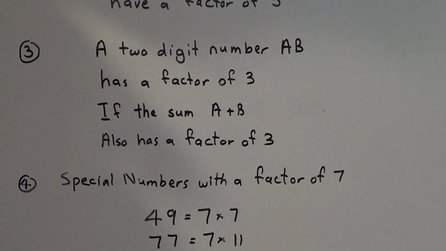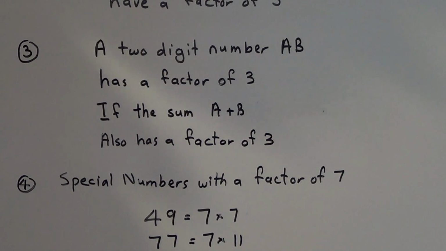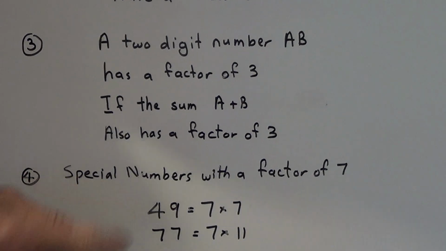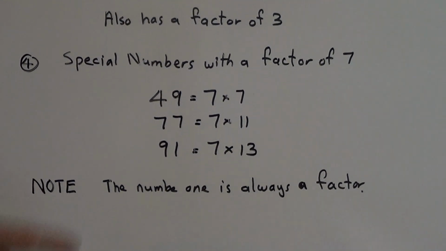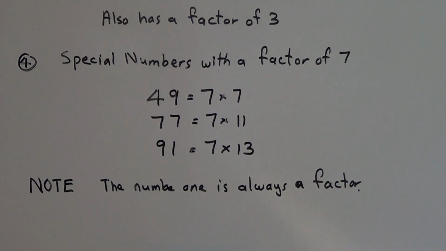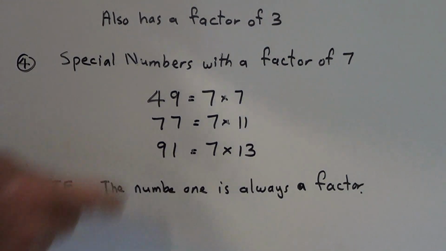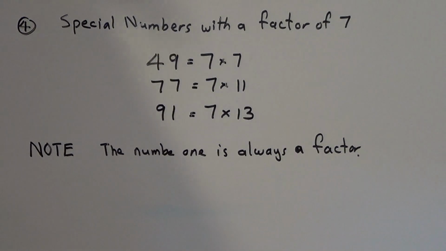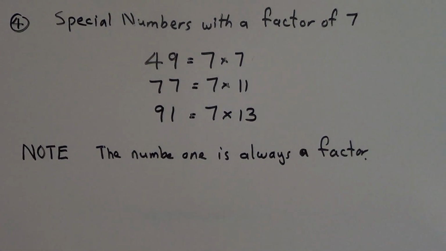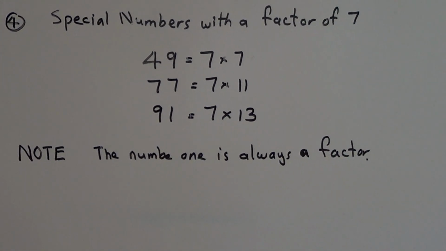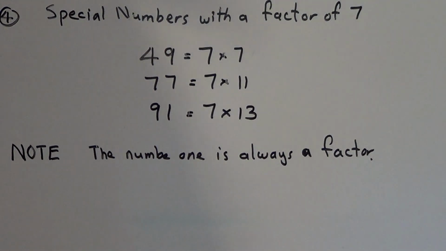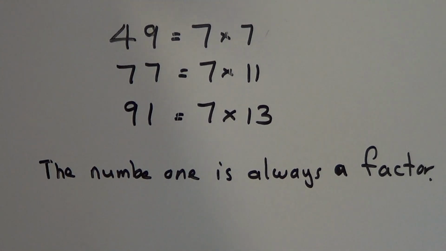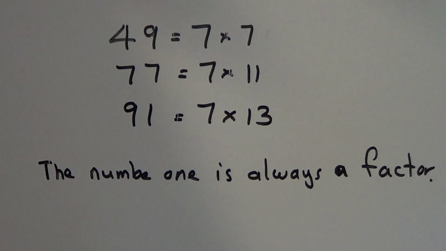Now we come to the factors of 7 that you have to remember. 49, there it is, is equal to 7 times 7. 77 is 7 times 11, that's pretty easy. And this is the tough one, 91, which is equal to 7 times 13. And there's one more thing I must tell you. The number 1 is always a factor. So suppose you had a 7 on the top line and you want to factorise it, that will factorise to give you 1 multiplied by 7.